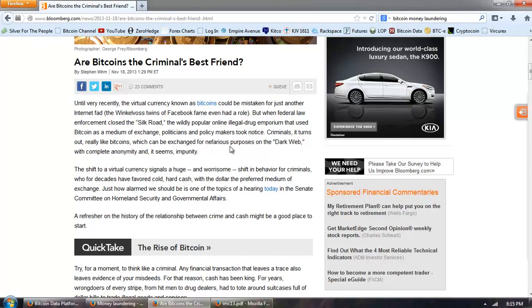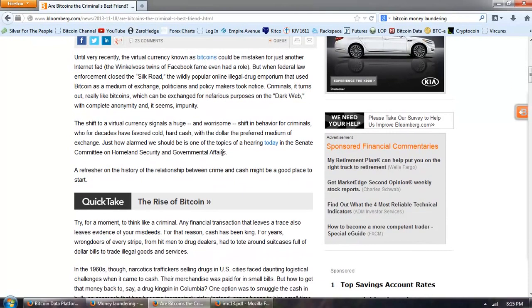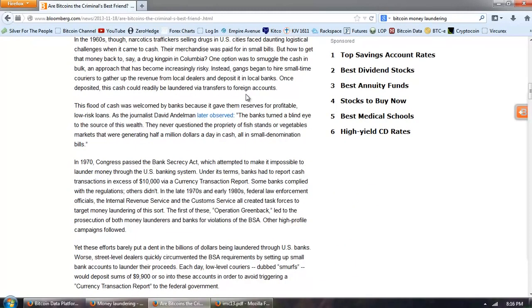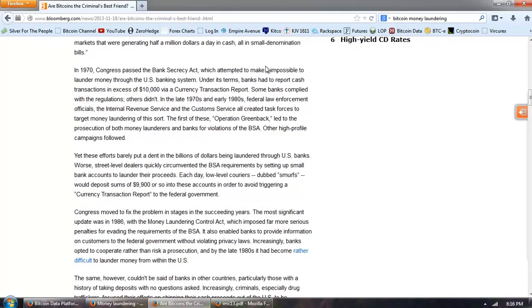Criminals, it turns out, really like bitcoins, which can be exchanged for nefarious purposes on the dark web with complete anonymity and, it seems, impunity. The shift to a virtual currency signals a huge and worrisome shift in behavior for criminals who for decades have favored cold hard cash, with the dollar the preferred medium of exchange. Just how alarmed we should be is one of the topics of a hearing today, etc. Now, it goes into Bitcoin, it goes into the Liberty Reserve and the Bank Secrecy Act.